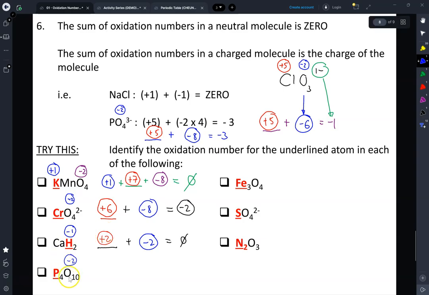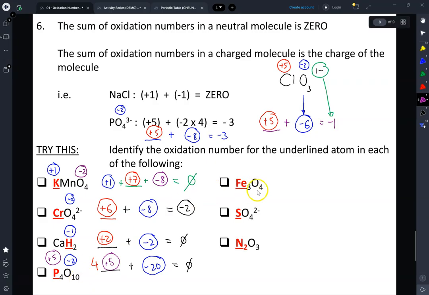In our next example, oxygen is almost always -2. -2 times 10 is equal to -20. Since this molecule has no overall net charge, the oxidation numbers must all add up to 0. Since there are 4 of these phosphorus atoms, only an oxidation number of +5 can make this equation true. So phosphorus has an oxidation number of +5 in this situation.